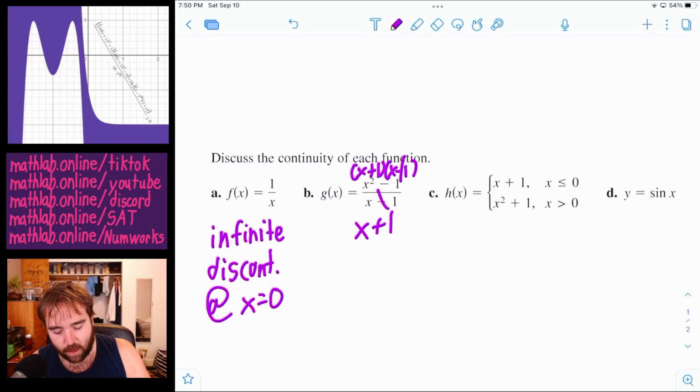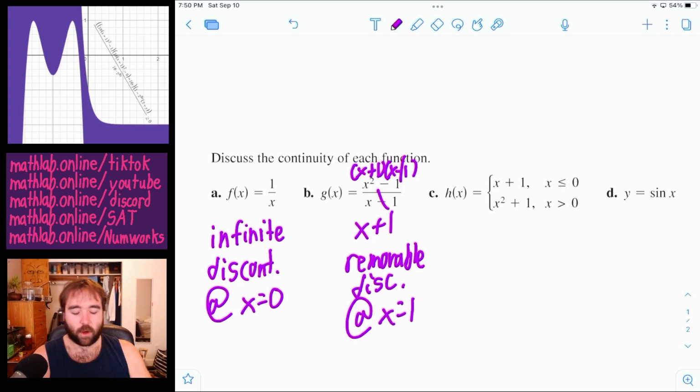So it's got a hole, which is a removable discontinuity at x equals 1, because that's where it's got its hole. All right, so C, so we got two polynomials. So polynomials are always continuous, so we don't have to worry about them. The only part we have to worry about is where it switches over.